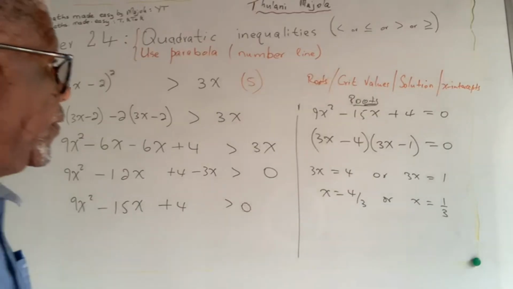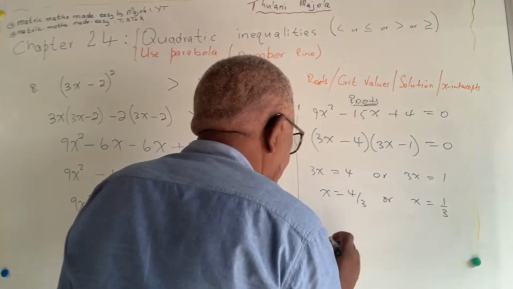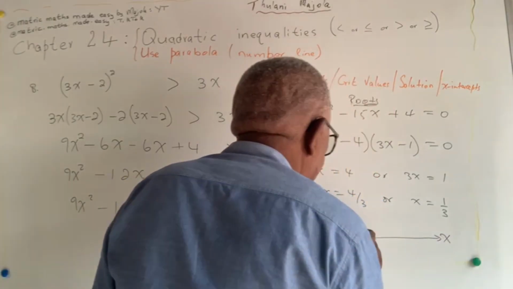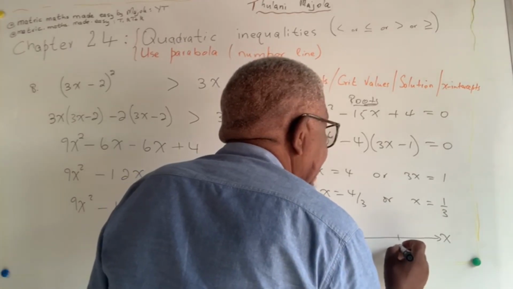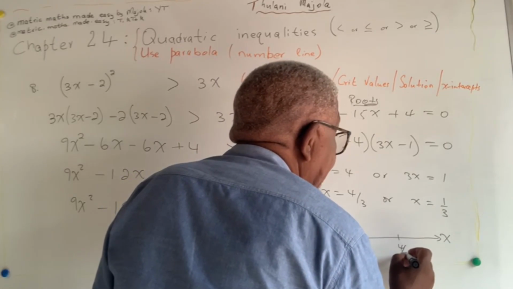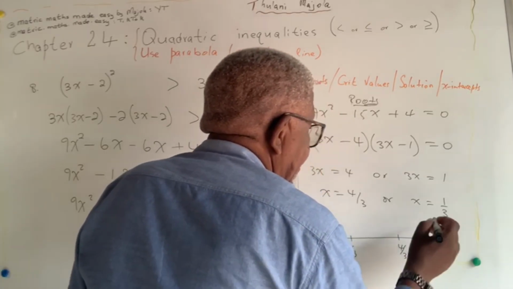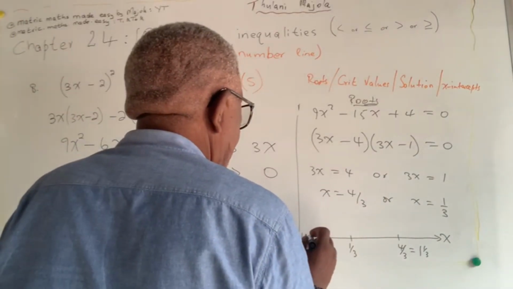Both positive. Of course 4 over 3 is greater than 1 over 3. So you've got your roots, these are your x values. So this is your 1 over 3, and here this is your 4 over 3, or 1 and a third. So it's to the right hand side. These are your roots, so this is your y equal to 0.